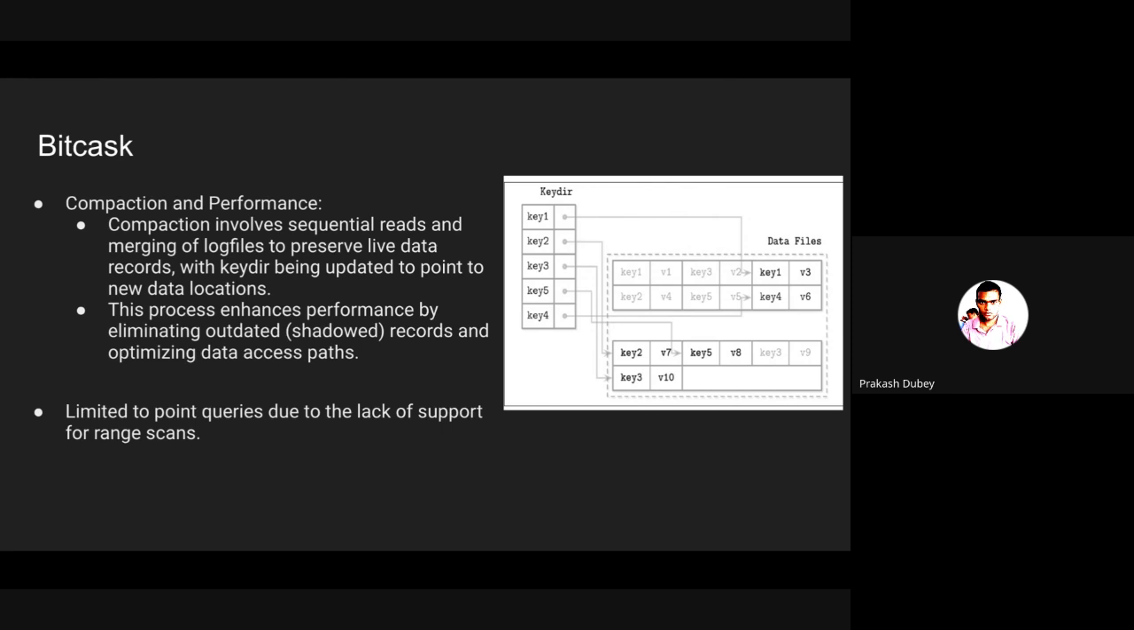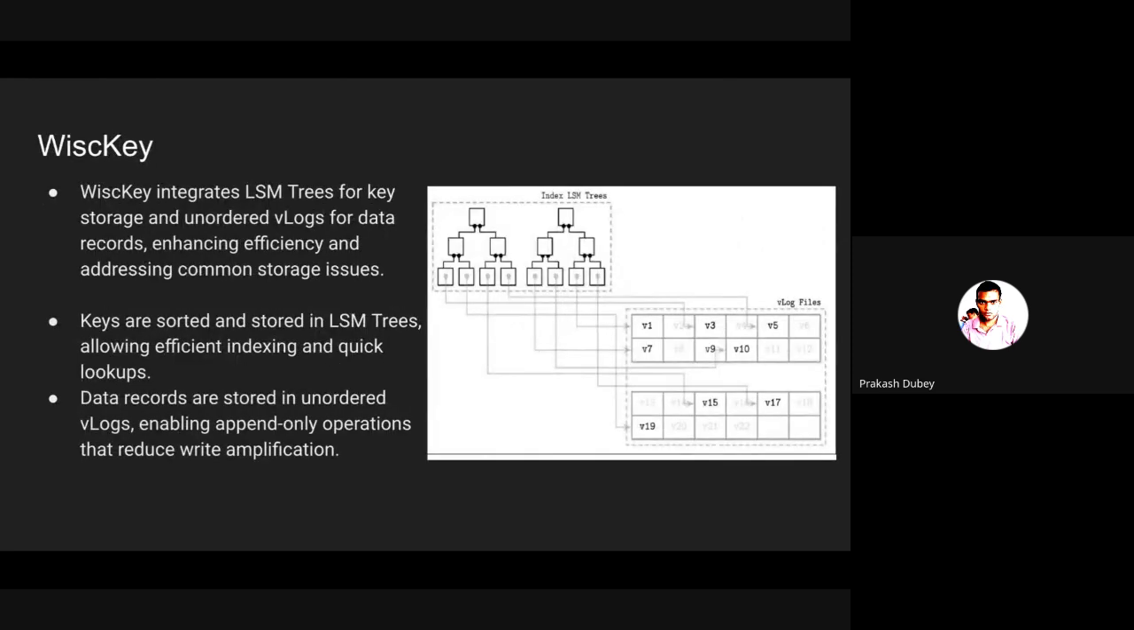The problem with Bitcask is that it's implemented with hashing, so it won't support range queries here. To overcome this, we have WiscKey.